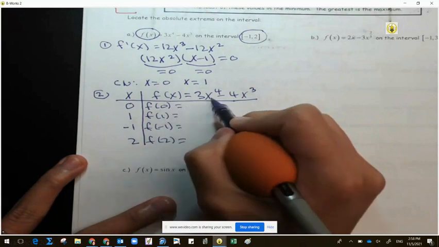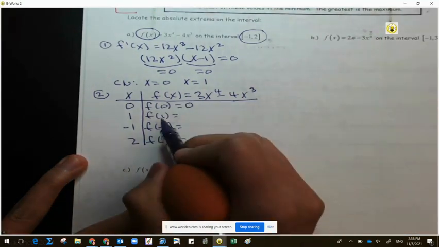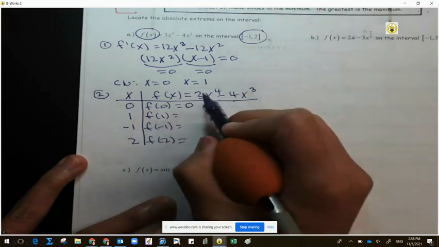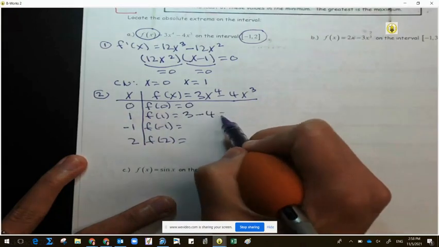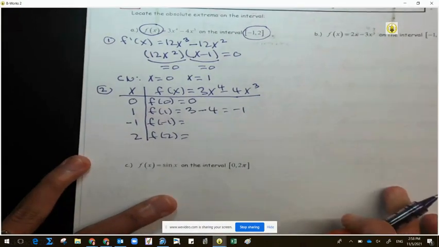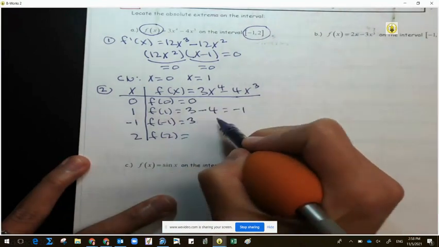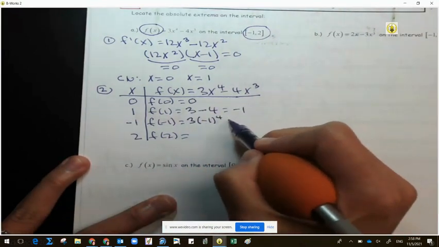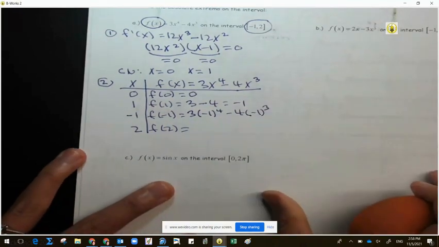So when I plug in the 0, I'm going to produce 0. Are we okay with that? Yes. When I plug in the 1, because 1 is positive, our coefficient will not change. It's simply 3 minus 4, which is -1. But since we have a -1 on the next one, I am going to write out all the tedious steps, because that's where the silly mistakes happen. And we all make mistakes, and that's okay.